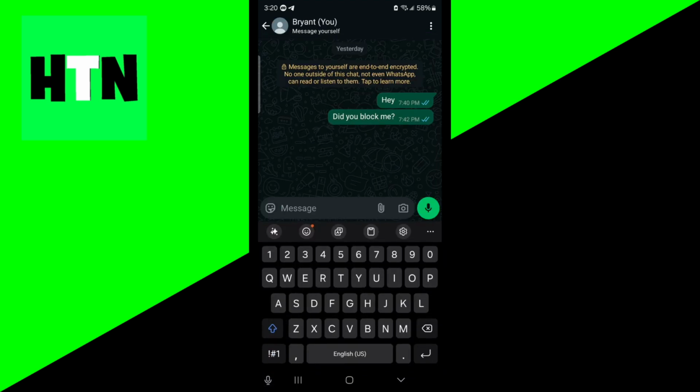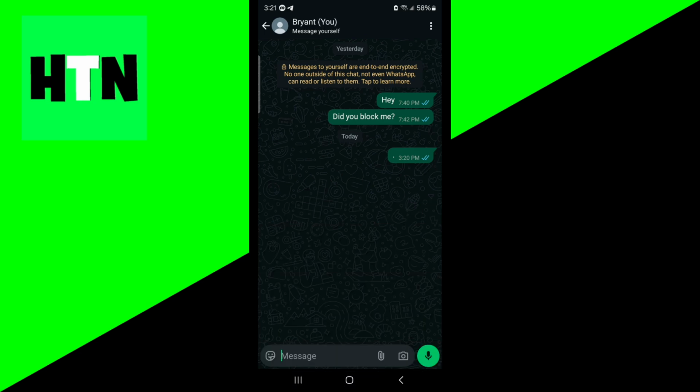Okay, so the next test you want to do is go ahead and send this person a message. Literally just send anything. It could just be a dot. And if you only see one gray check mark, that means they did not receive the message, and that likely means that you have been blocked. So at the moment right over here, we do have two check marks. So that means that this person did not block us.